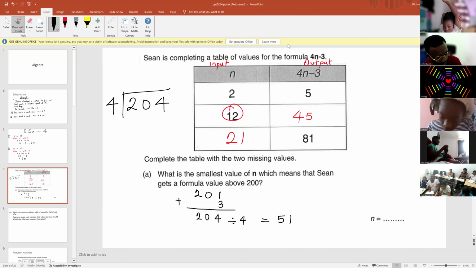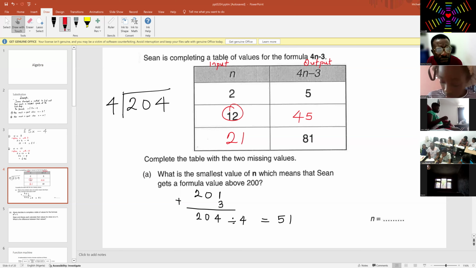Okay, make it quick. All right, let's divide 204 by 4. So, Tahara, how many times can 4 divide 2? 0. So you add the 0 here. So how many times will 4 divide 20? 5 times. Is there a remainder? No. So how many times will 4 divide 4? Once. So that's 51.